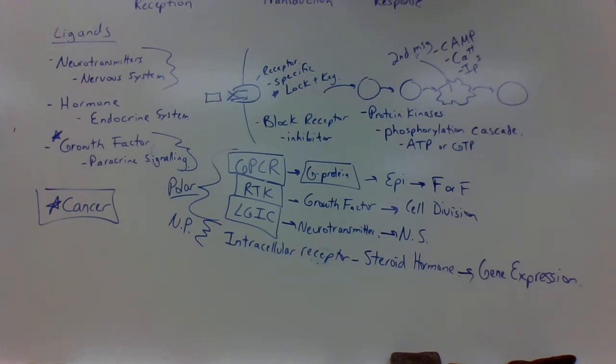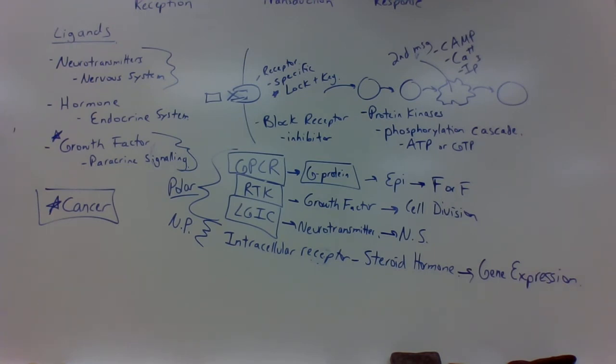You do not need to memorize any specific pathways. You don't need to know GPCR to G protein to adenylyl cyclase to cyclic AMP to protein kinase A. You don't need to know GPCR to G protein to phospholipase C to IP3 to calcium to protein kinase. You need to know what protein kinases are. You need to know what second messengers are.